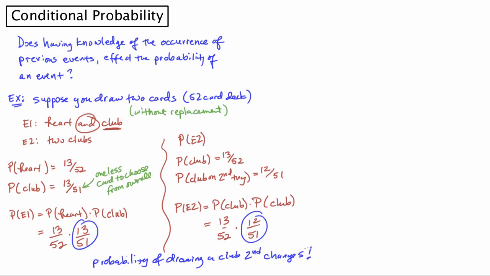Well, this is sort of a problem for us. We can't just say the probability of a club and know which of these two probabilities we're talking about. And realistically, that probability is not even dependent upon me asking you to draw a club. It's dependent upon me asking you what happened before you drew the club. And that's why this is called conditional probability. The probability is conditional on what happened before.